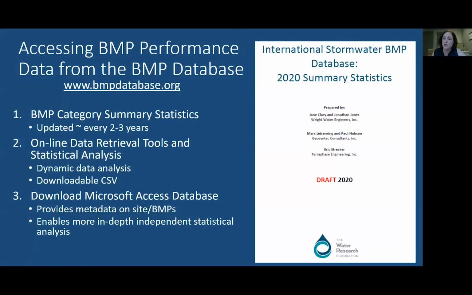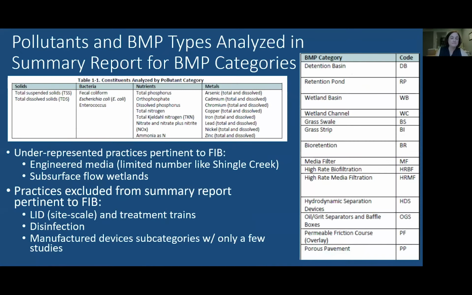It's a downloadable CSV file where you can basically get an Excel type file and run your own analysis for pollutants of interest to you. And then the third option is really oriented more to hardcore researchers that want to download a Microsoft Access database and run their own analysis.